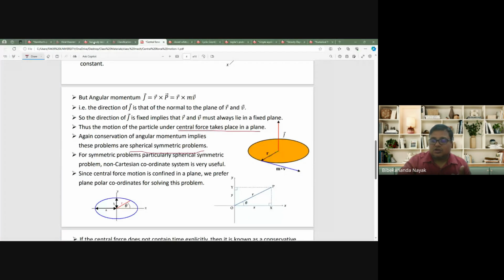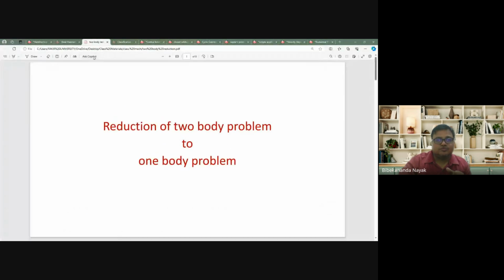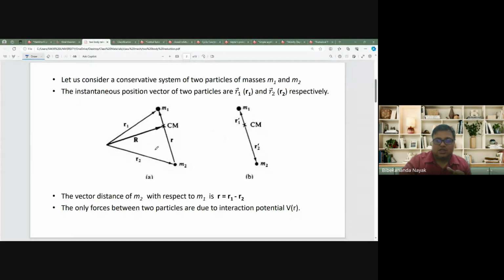In a central force problem, generally the center of force of the two objects is needed. So our next aim is to reduce a two body problem to a one body problem so that we can study it easily. Reduction of two body problem to one body problem. Simply think by using the concept of center of mass.